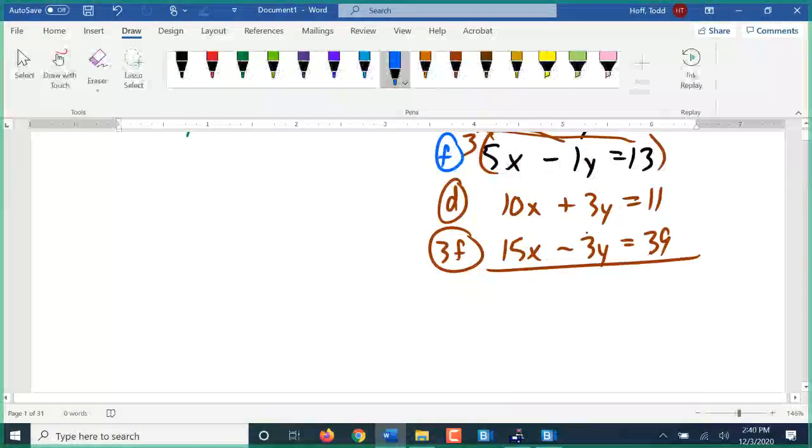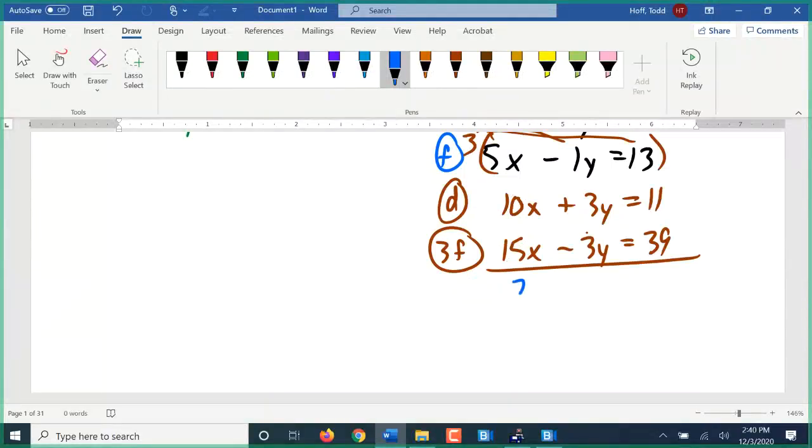So now we'll add to eliminate our variable. 10x plus 15x is 25x. 3y plus negative 3y is gone. It's 0y. 11 plus 39 is 50. Now we solve for x. We're going to divide by 25. x equals 2.